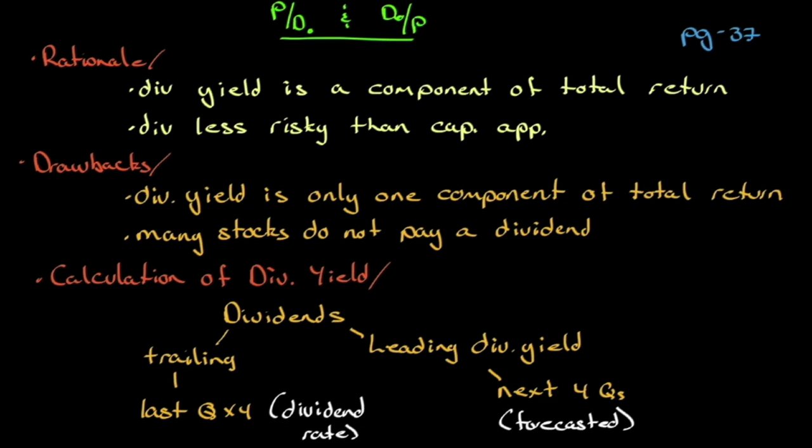This is the price to dividends. And honestly, no one ever uses that. It's not even used. The inverse of it is used, the dividend to price. This is just a dividend yield. So we're really just talking about dividend yield. The rationale for using that, the dividend yield, is a component of total return. And the dividend is less risky than the capital appreciation component. The drawbacks, the dividend yield is only one component of total return, and many stocks do not pay a dividend.